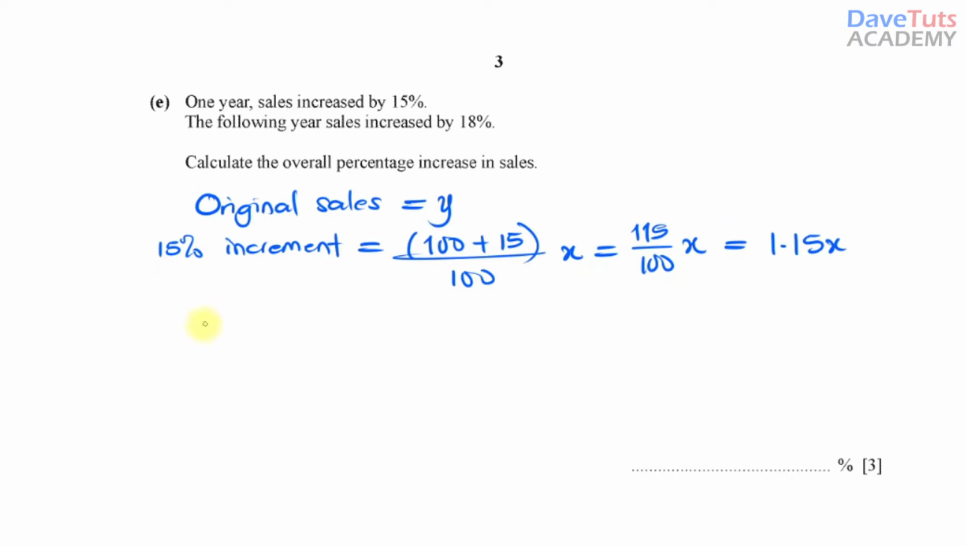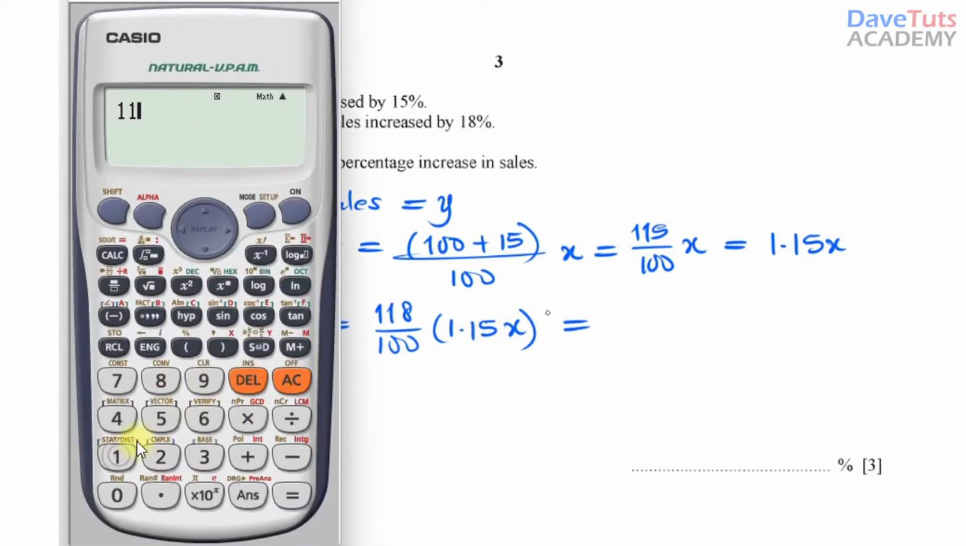Okay. Now, in the next year, we are having another 18% increment. So this is quite interesting now. The other 18% increment will mean that just like we do here, we're having 118 over 100, but that is going to be the increment on 1.15x. All right. So if we want to do this, we can make use of our calculator to say 118 times 1.15 divided by 100. That's equal to what? 1.357.